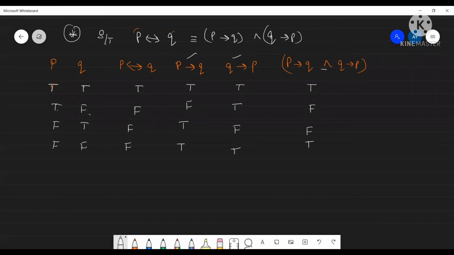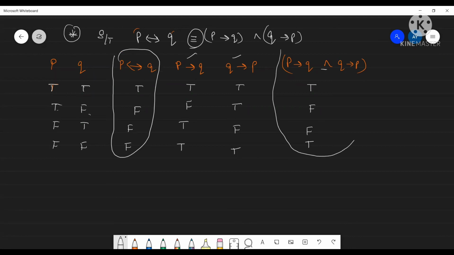So is this column and this column equivalent to each other or not? So what do you think? Sorry, this is true. Biconditional, no? This is true. So what do you think? These are equal. P biconditional Q is equivalent to P implies Q and Q implies P.